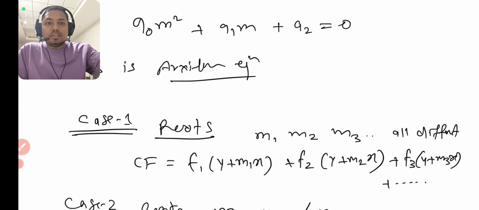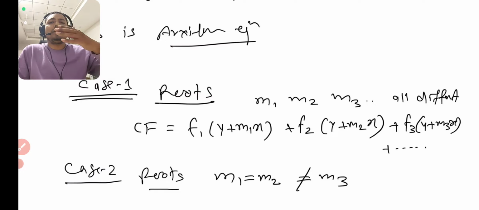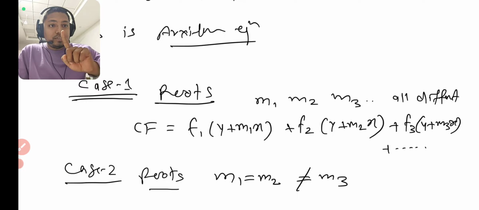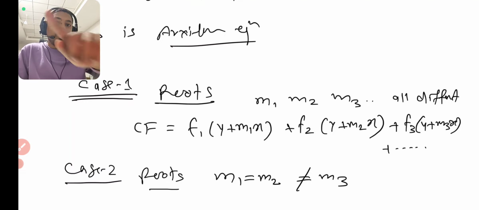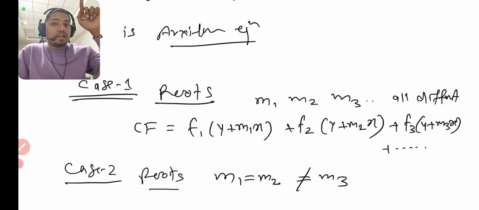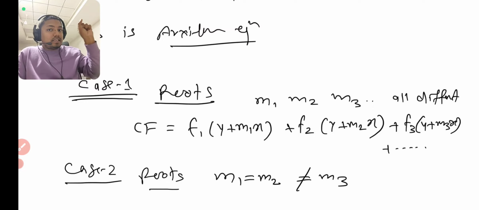Case 1, what is the possibility? Suppose you have m1, m2, m3, m4, lots of roots, and all roots are real and different. In that case, how do you write the complementary function? You remember how we were writing in ODE? C1 e^(m1x) plus C2 e^(m2x). So in the solution only x was coming: y is equal to C1 e^(m1x) plus C2 e^(m2x). So m1, m2, m3 are appearing in the solution, right?